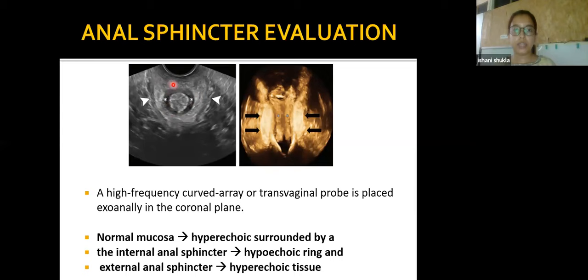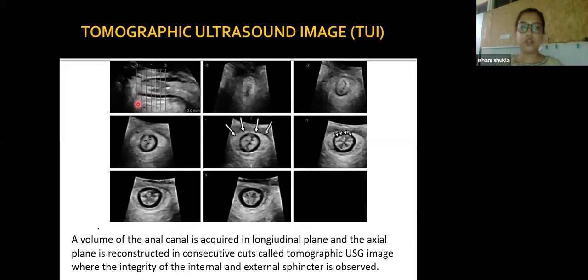A volume of the anal canal is acquired, similar to the image that we acquired for levator ani. For anal sphincter also, we can do the tomographic ultrasound image. Here we obtain a volume of the anal canal in longitudinal plane, and the axial plane is reconstructed in consecutive cuts for the tomographic ultrasound image, where the integrity of the anal sphincters can be evaluated.